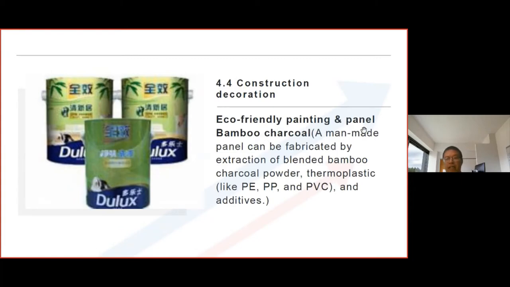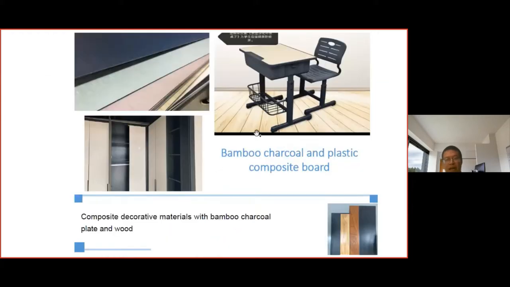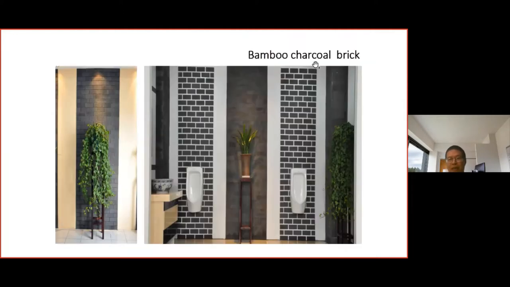Eco-friendly painting and panel bamboo charcoal. So I show you some pictures. This bamboo charcoal and plastic composite board we can use for table and use in decoration. I think it's in the future. They are very good decoration material.